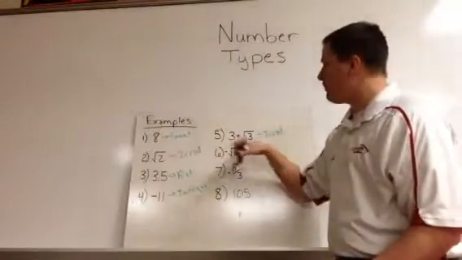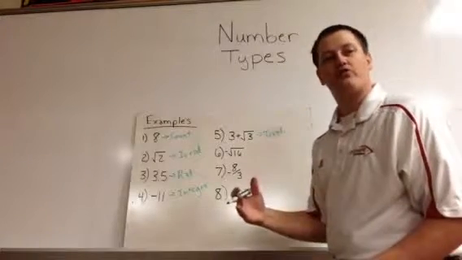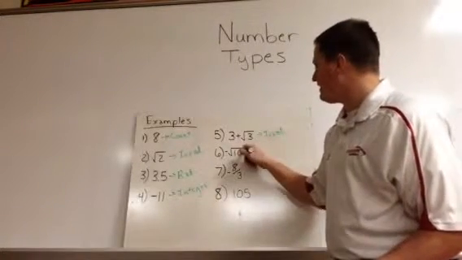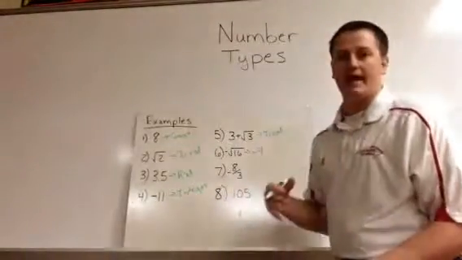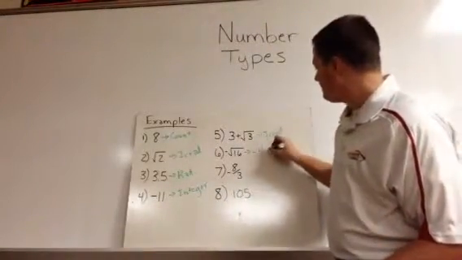The negative square root of 16. This one's a tricky one. The square root of 16 is actually a perfect 4. Because it's negative, we're looking at negative 4, meaning this is an integer.